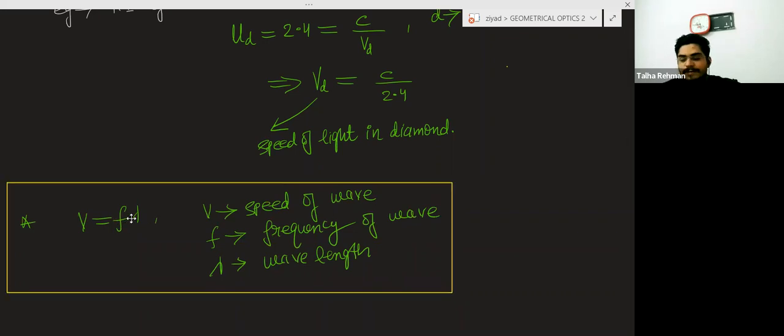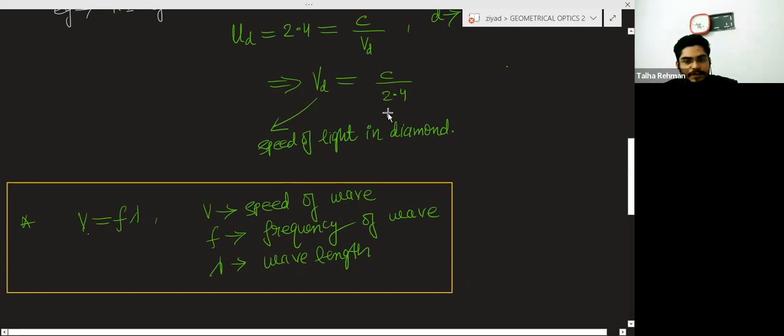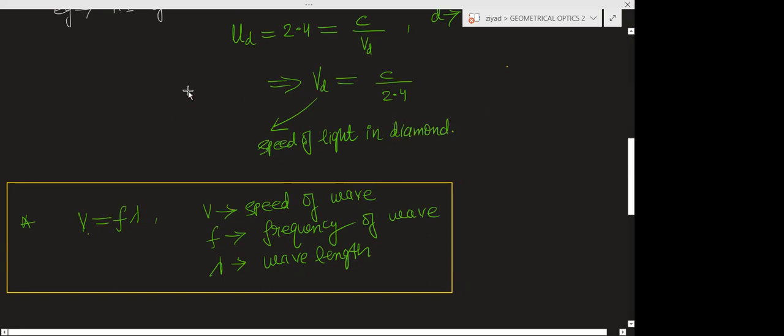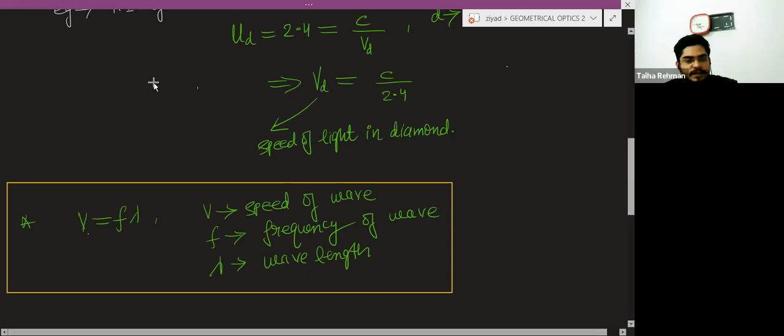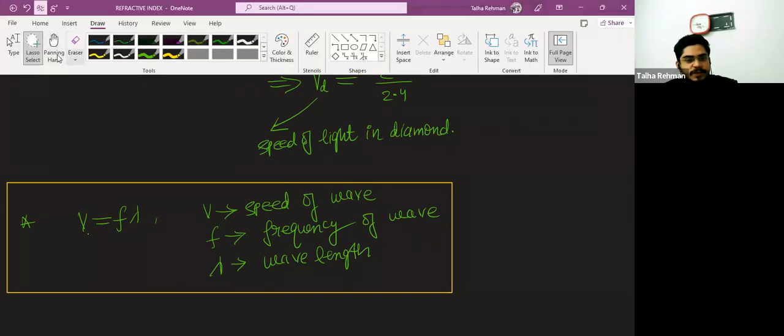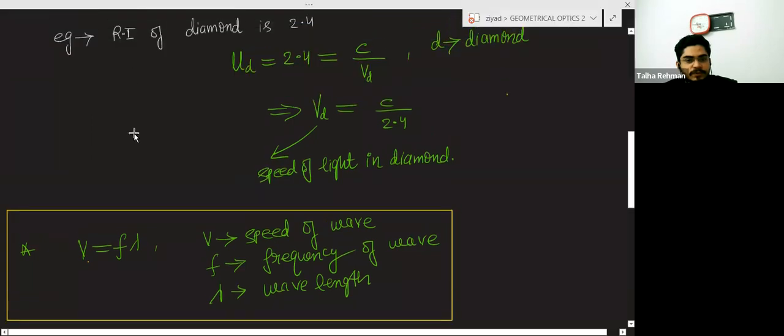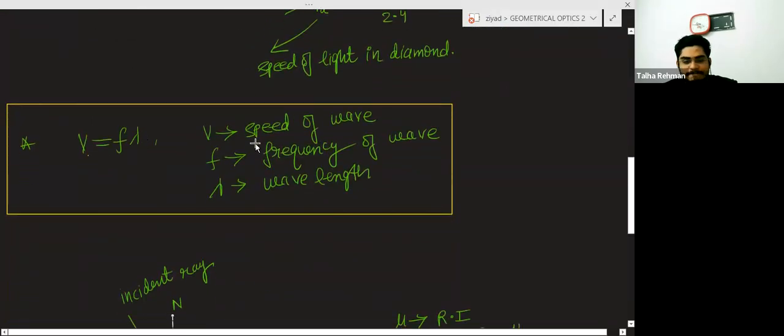V is equal to f lambda. Okay, so now we will see. You can see here the speed of light is changing in different medium. So if the speed of light is changing in different medium, then frequency can also change, or lambda can also change, because speed is depending upon frequency and lambda.